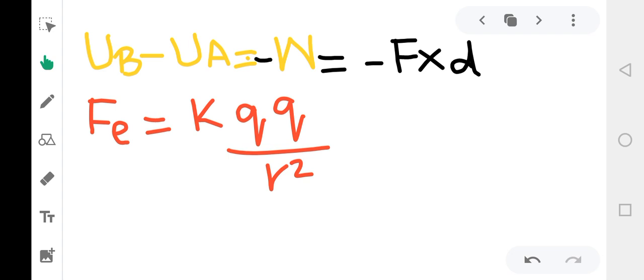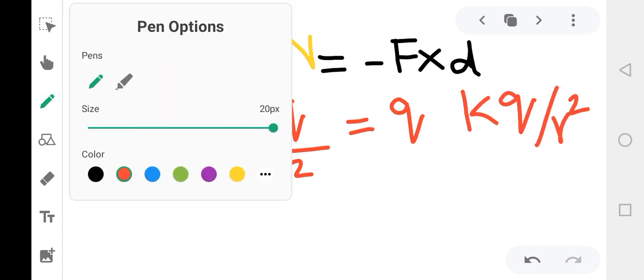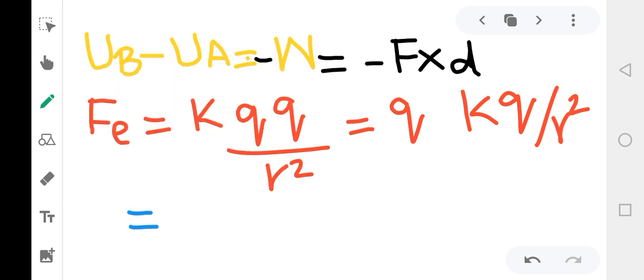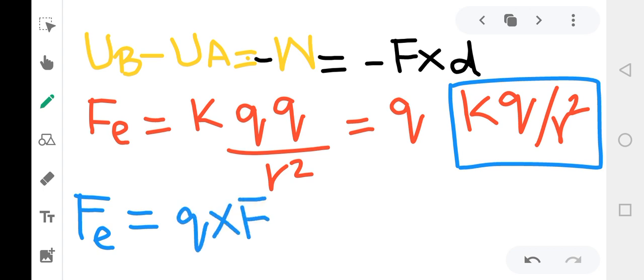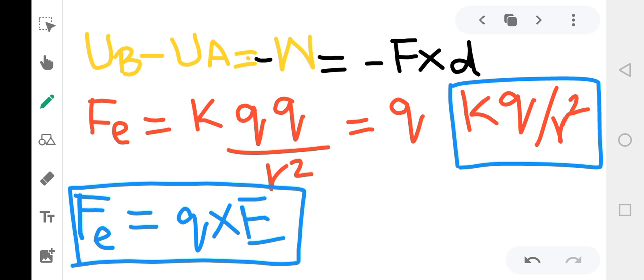After that, let me write it again, taking this Q out: Q into K into Q over R square. From our previous topic, we know that this expression is nothing but the electric field. So we can say that the electric force is equal to charge into electric field. This is our derivation. I can call it equation number 1, and this is my equation number 2.